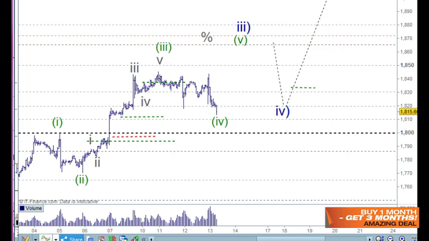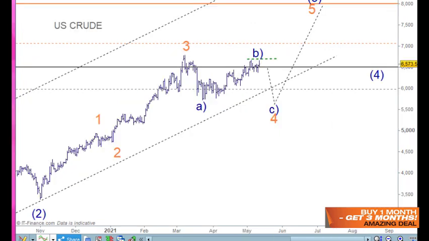And crude, crude's good. Crude's sitting on top of that 65 there, so that's good. That's very healthy for the bull run on the medium level there.